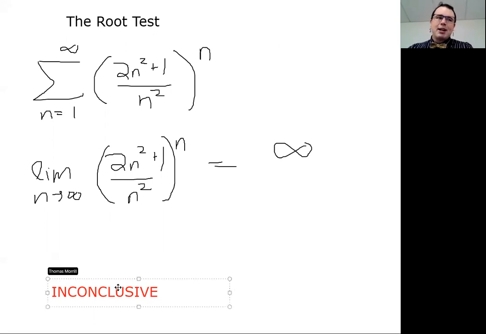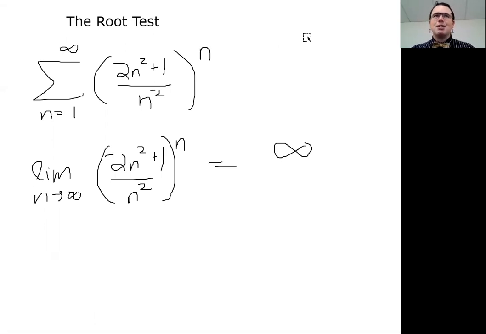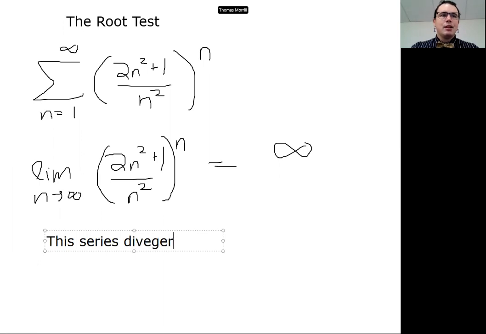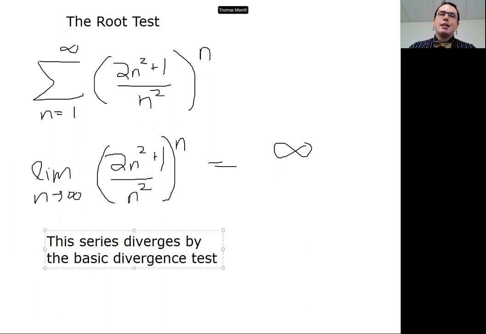Although the root test was not able to tell me about the convergence of this series, the basic divergence test tells me that the series diverges. Diverges by basic divergence test. If your summands do not go to 0 as n goes to infinity, the series has to diverge.